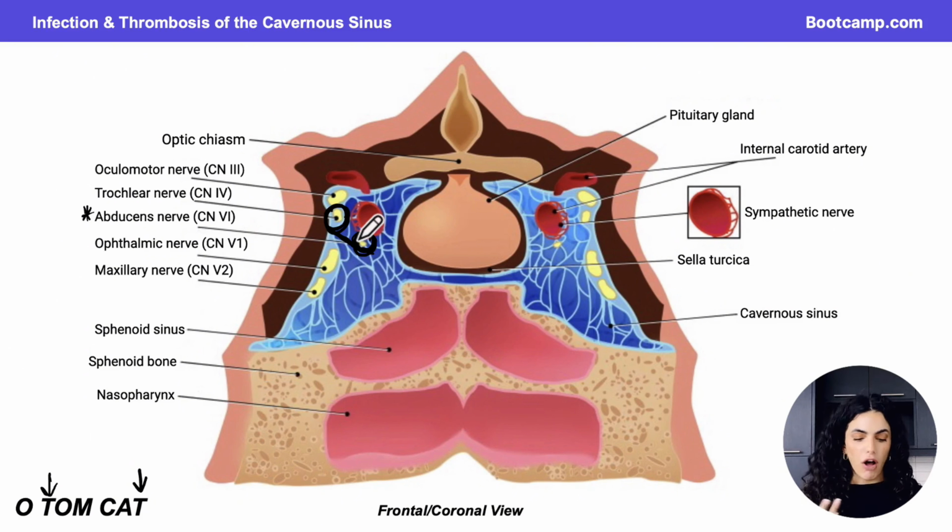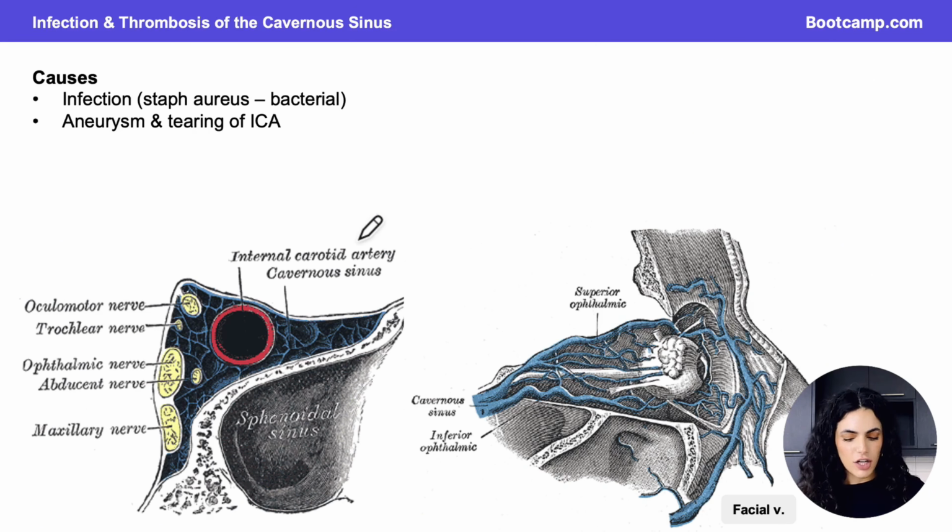So if we think of all of these implications, if we do get an infection spread, a thrombosis, for example, or even some type of rupture of an aneurysm of an internal carotid artery, we can impact all of these structures that are found within the cavernous sinus, so all of these cranial nerves. And if you know what the functions of the cranial nerves are, you could probably guess what kind of deficits will occur. So again, as I mentioned, the causes include infection.